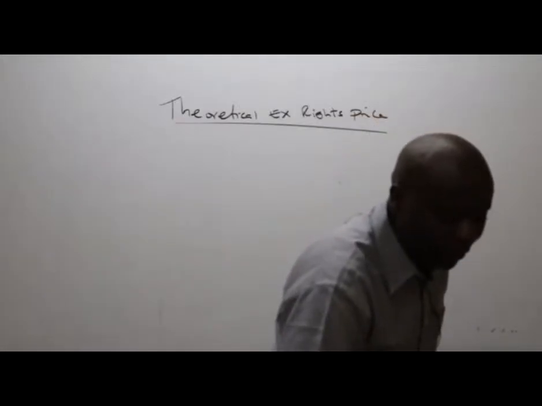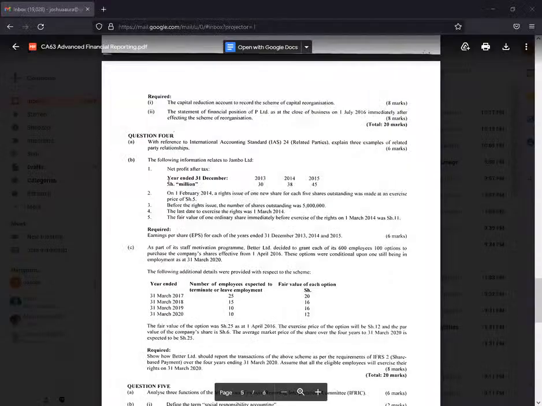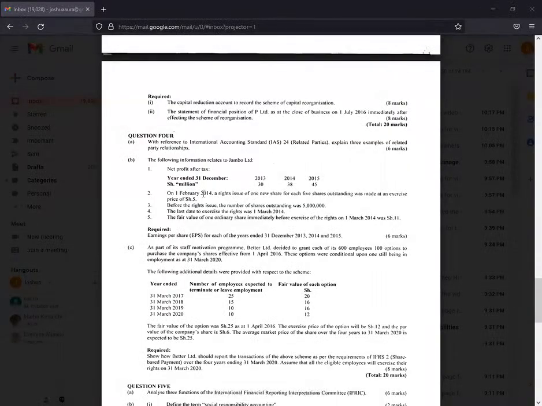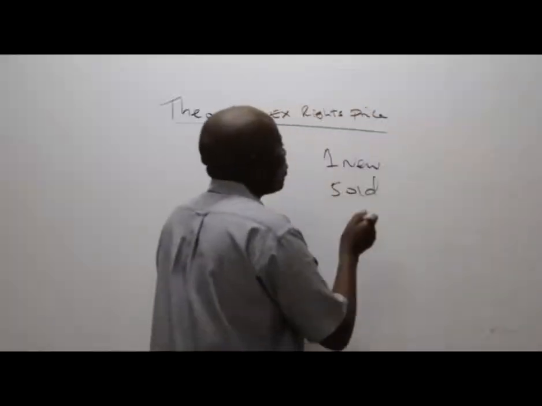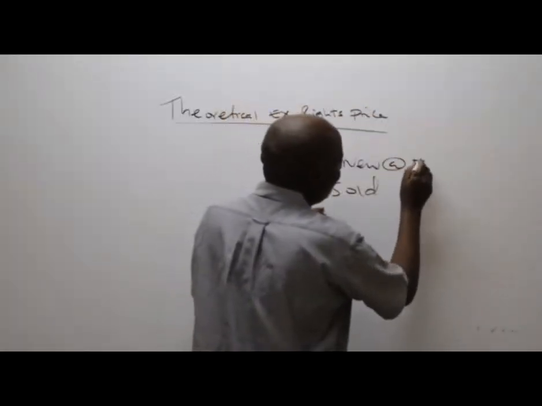I can see students are giving me very many formulas. On 1st February 2014, a rights issue of 1 new share for each 5 shares outstanding, so 1 new share for each 5 old shares, was made at an exercise price of 5. So the new share is going for shillings 5.